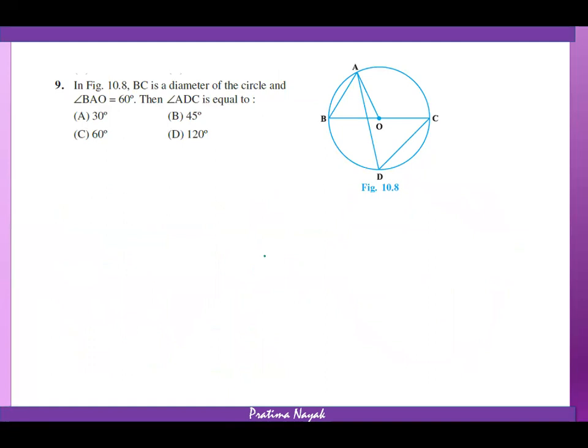Next question. BC is the diameter and angle BAO is 60 degrees. You have to find angle ADC. BC is the diameter, angle BAO is equal to 60 degrees, and we have to find ADC, x.